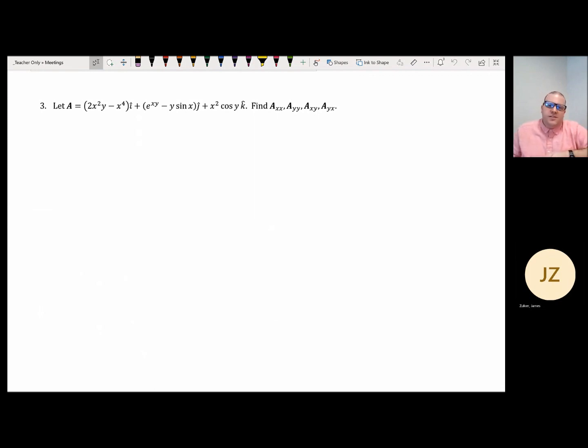We're given a vector field. We're asked to find what? All of the second order partials, right? So here's an example of a 3-dimensional vector field, but it's 2-variate. Well, we're obviously going to need the first order partials, right?